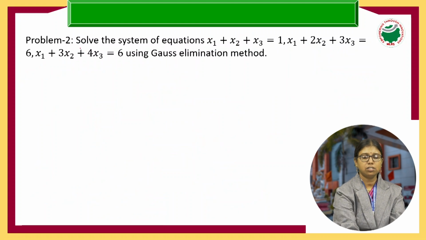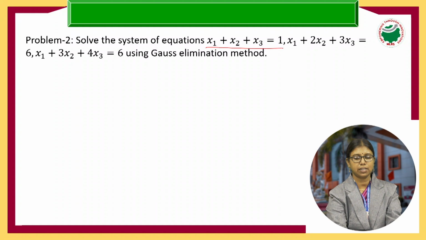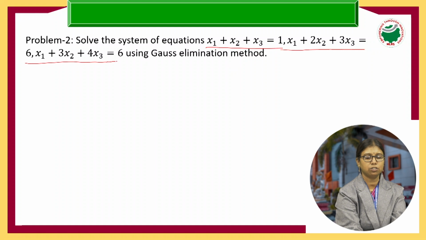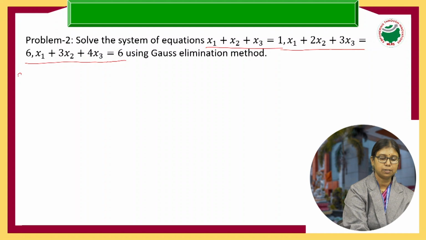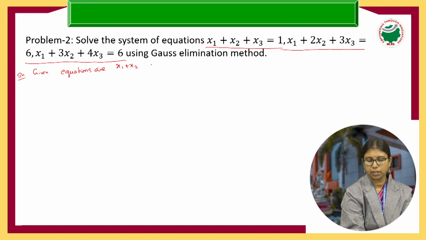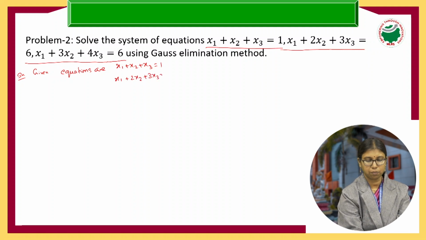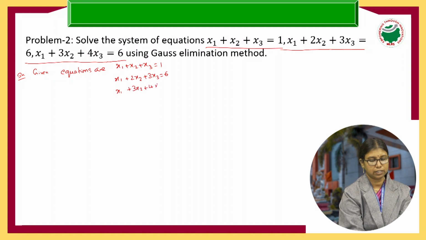So, here the second question is: solve the equations x1 plus x2 plus x3 equal to 1, x1 plus 2x2 plus 3x3 equal to 6, x1 plus 3x2 plus 4x3 equal to 6 using Gauss elimination method. So, first write down the equations. The given equations are x1 plus x2 plus x3 equal to 1, x1 plus 2x2 plus 3x3 is equal to 6, x1 plus 3x2 plus 4x3 is equal to 6.